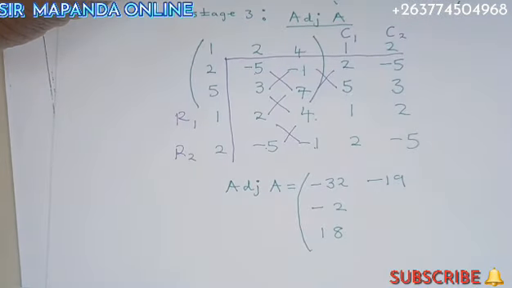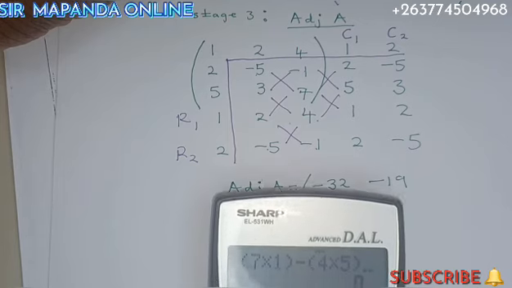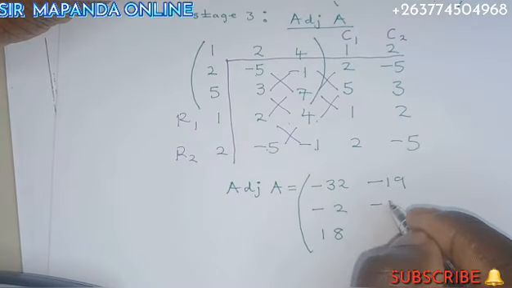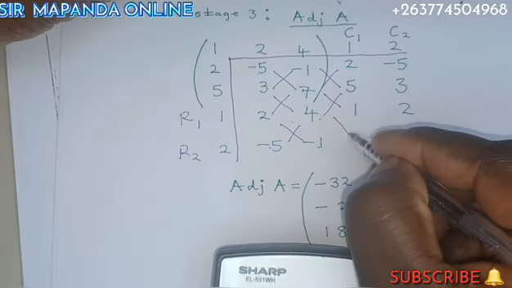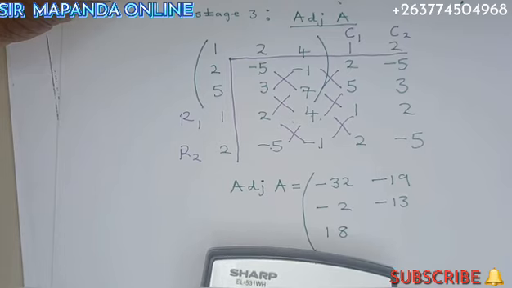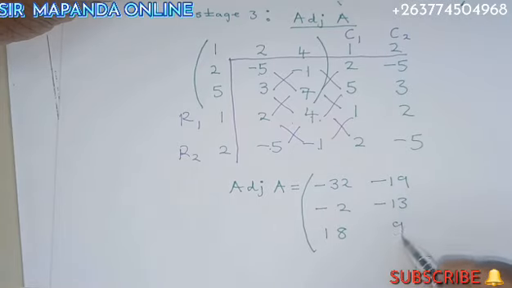Then you move on to the next 2 by 2, which is 7, 5, and 4, 1. So you are saying 7 times 1 minus 4 times 5. You get minus 13. Then you put minus 13 here. Then here you are saying 4, 1, minus 1 and 2. So it's 4 times 2 minus open bracket minus 1 times 1. You get 9. So you write 9.